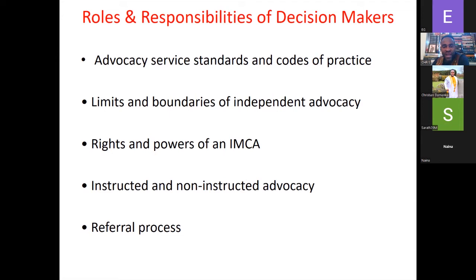Then we have instructed and non-instructed advocacy. This is where we talk about the next of kin. So the next of kin is the uninstructed advocacy, especially in terms of making decisions on behalf of the individual. So where we have the next of kin acting, there are other areas I'm going to show.